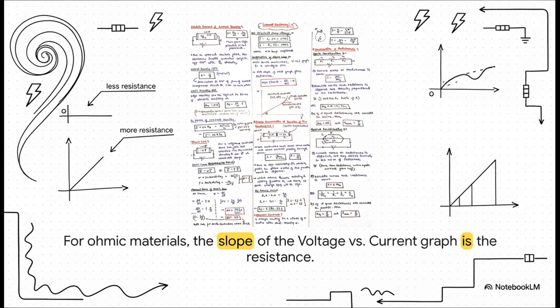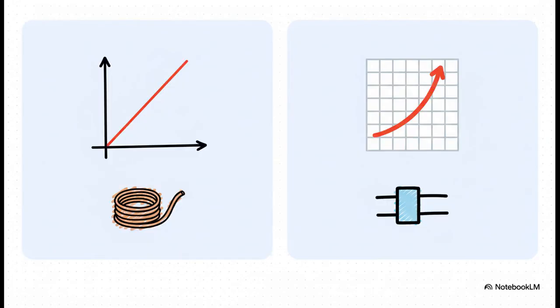And you can see that relationship perfectly on this graph. For a lot of materials, if you plot the voltage you're applying against the current, you just get a perfectly straight line. And the slope, how steep that line is, that is the resistance. So a really steep line means you have a ton of resistance. You've got to push really hard just to get a tiny bit of current to flow. So materials that give you that nice, predictable, straight line, like a simple copper wire, we call those ohmic. They play by the rules.